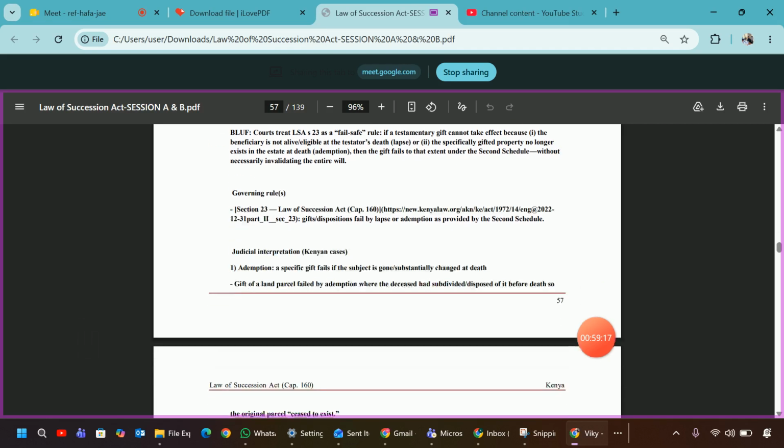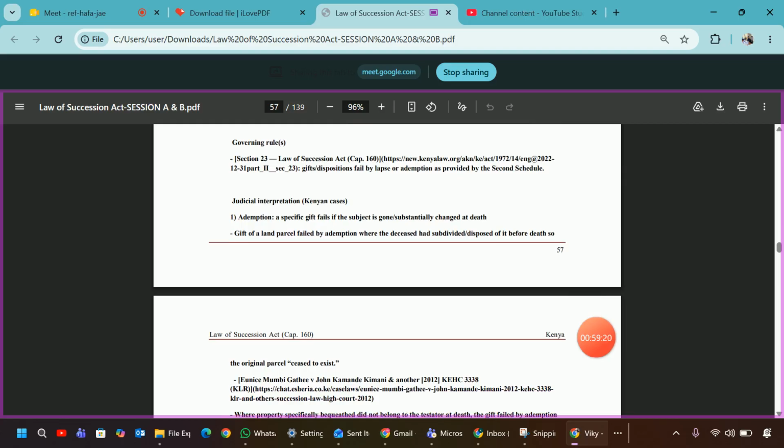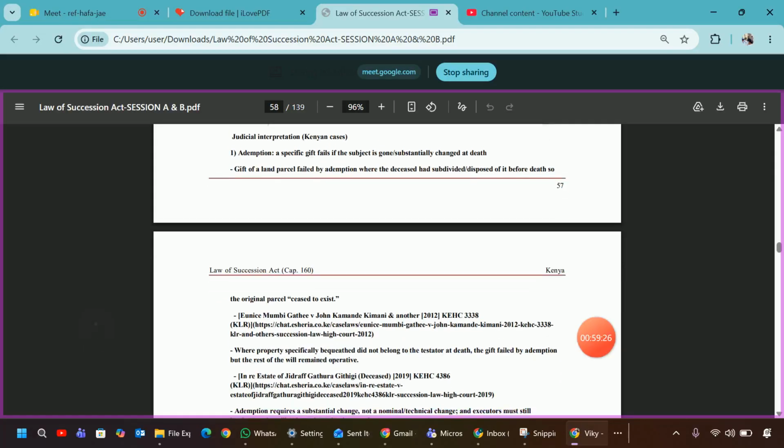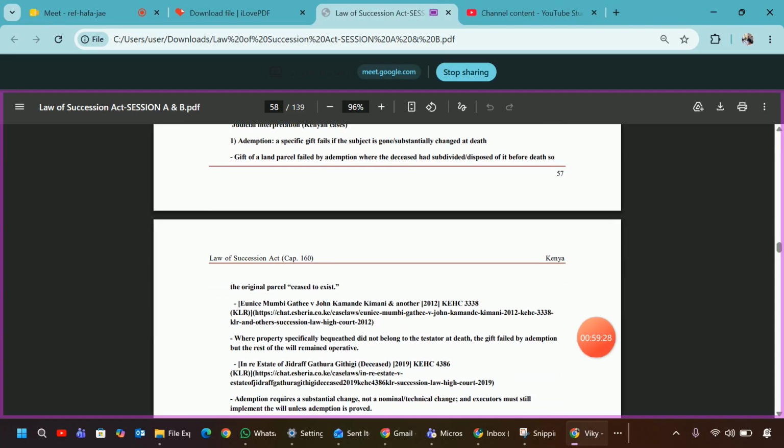So a gift of a land parcel failed by redemption where the deceased had subdivided or disposed of it before death, so the original parcel ceased to exist. This is an example of failure by redemption. Eunice Mumbingathe versus John Kamande Kimani 2012.